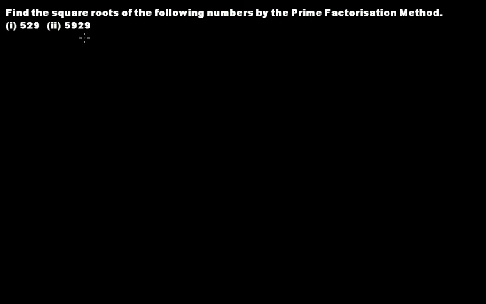Now the next number is 5929. Check whether this number is divisible by 3. This number is not divisible by 3, because if you add all the digits here, you get 9 plus 5 is 14, plus 2 is 16, plus 9 is 25. 25 is not divisible by 3. Therefore, ignore 3. Now let's check for 7, not 5, because this number is surely not divisible by 5.